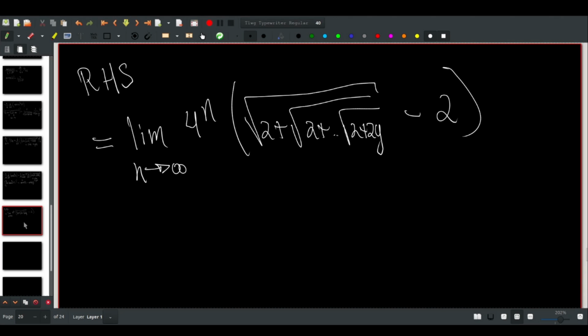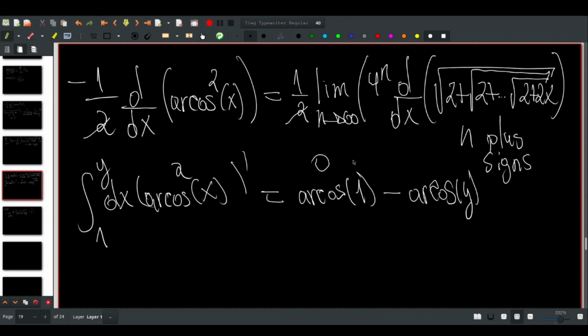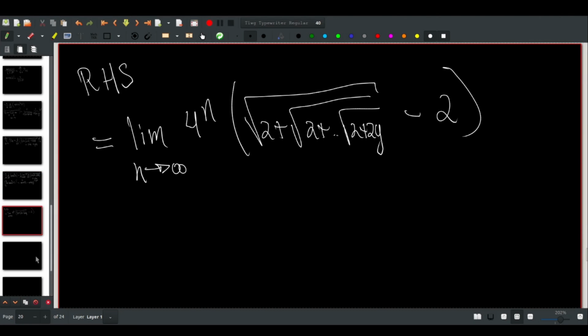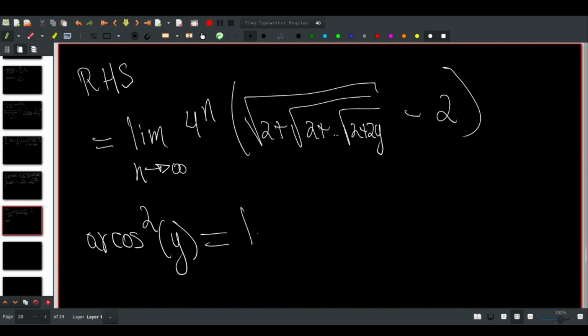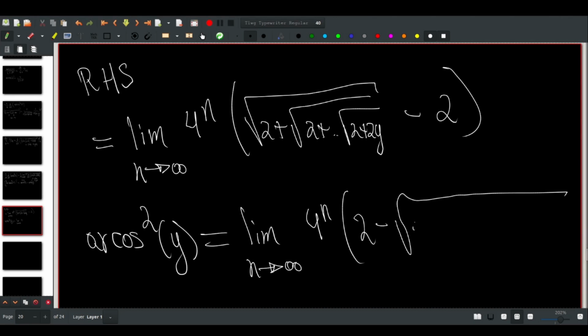So another way to put this would be to say that the arccosine squared of y is equal to the limit when n goes to infinity of 4 to the n times 2 minus this structure, 2 plus 2y.